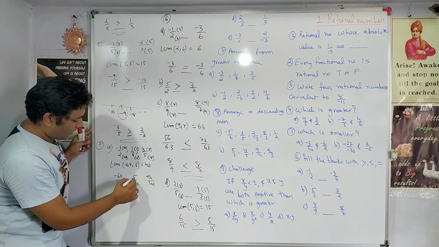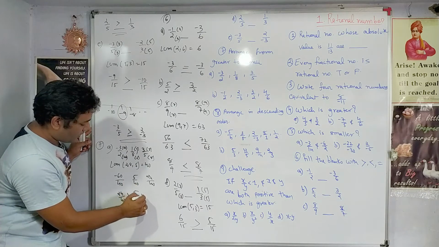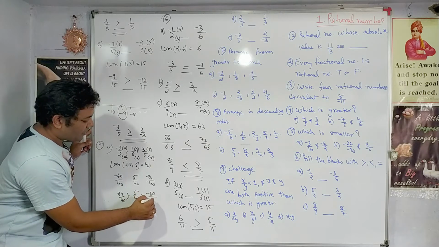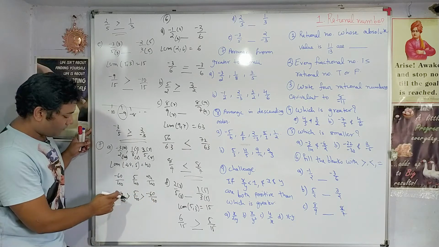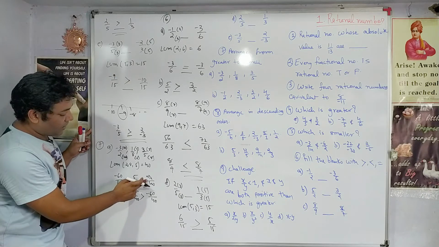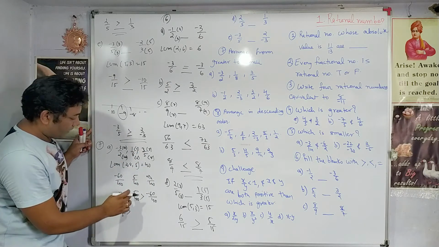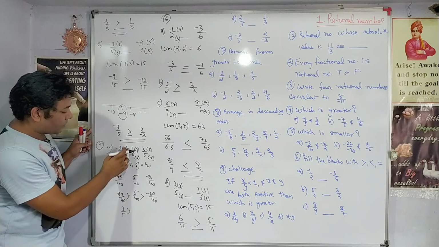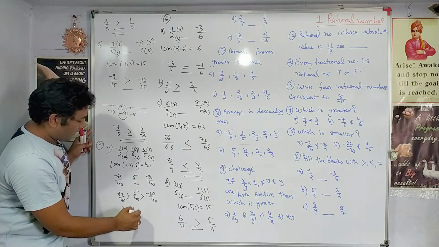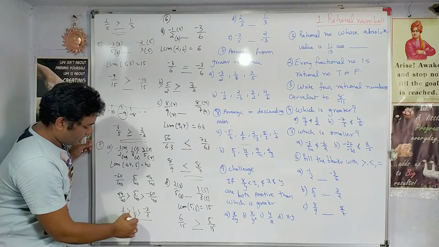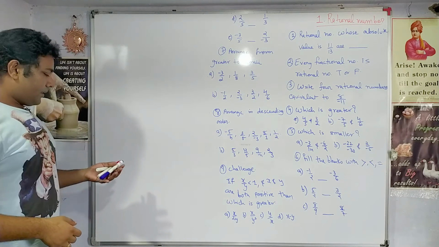This is greater, then the second number will be 5 by 40 and the third number will be minus 60 by 40. So what will be the answer? 20 by 40. 25 by 40 is equivalent to 3 by 5, greater than 5 by 40, which is equivalent to 1 by 8, then minus 3 by 2. This is the answer. Then the B part.